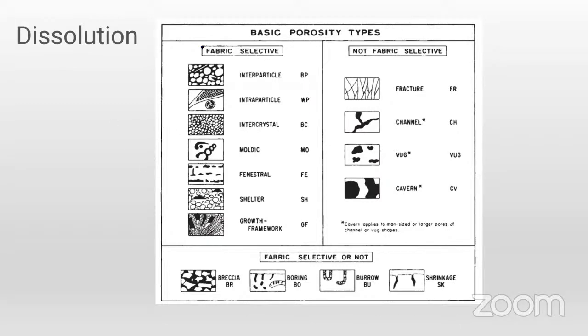But if you look at this area, they are fabric selective. What does it mean? They only affect the fabric. For example, we have an allochem or a grain, and we have some sort of porosity here, but are they connected? No, they are not connected. If we have some sort of fracture here, it can connect this porosity. This type of porosity is more important for us because it is connected porosity.